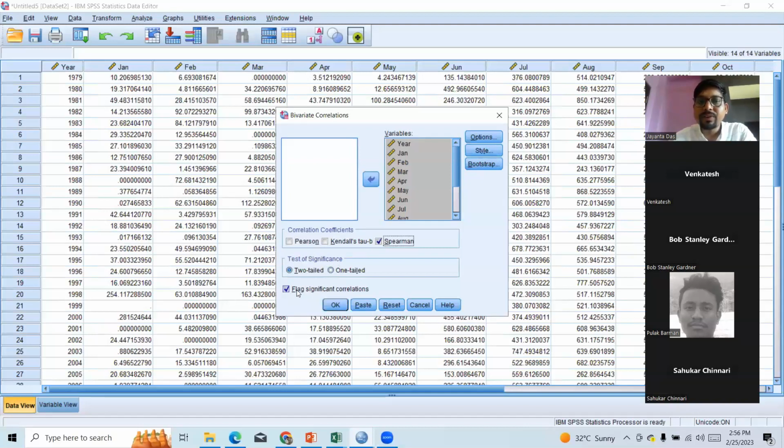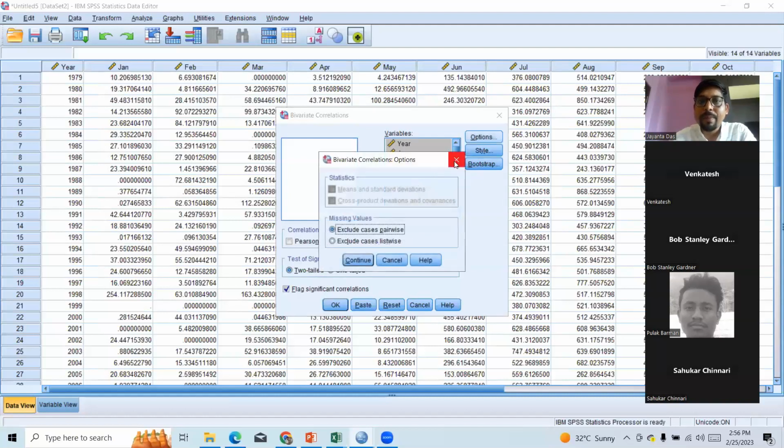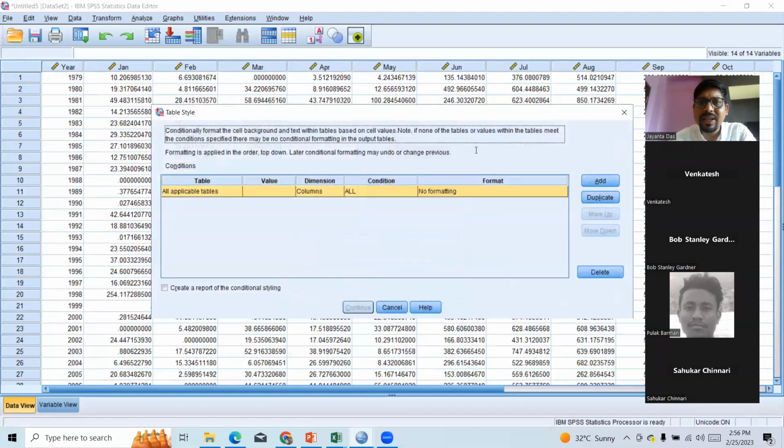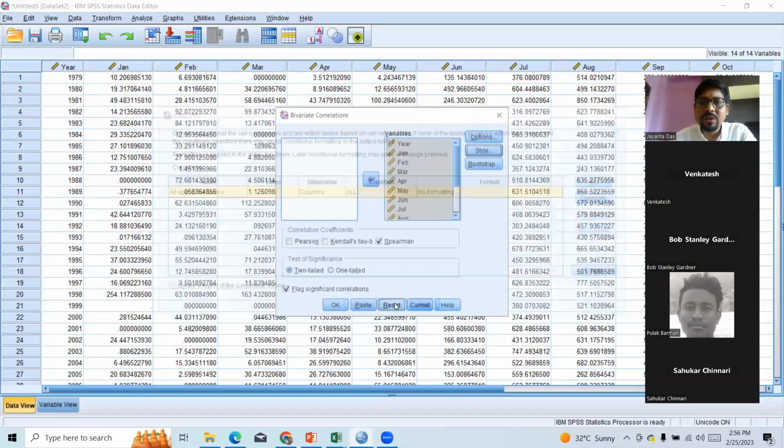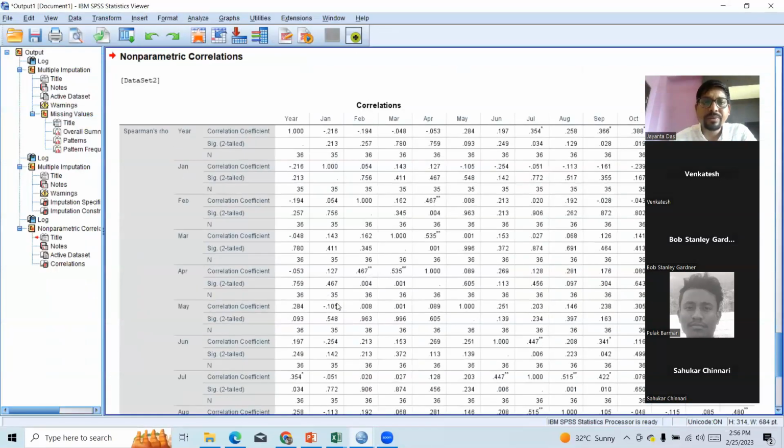Okay, and there's the option to flag significant correlations, so it automatically flags whether any are significant or not significant. Then here, the options: various statistical options, no need for this calculation. Also style, no need either. Just click on the OK button.